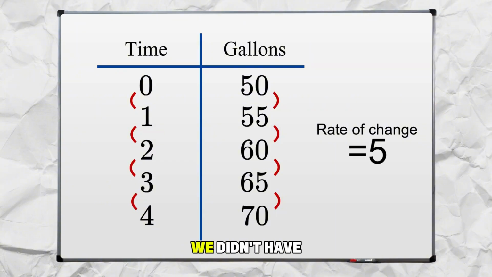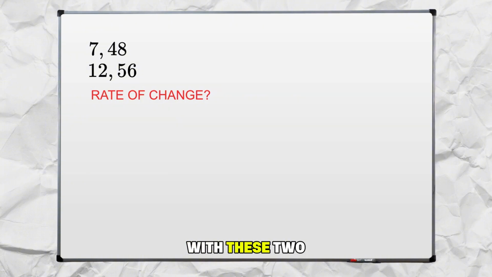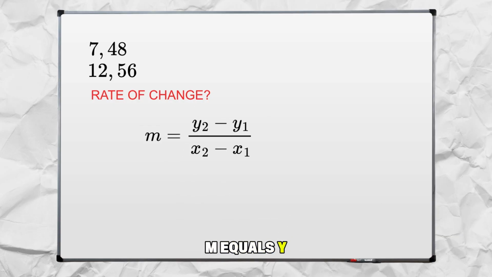But let's say we didn't have a nice table like this. Let's say they just gave us the points: (7, 48) and (12, 56). How are we going to find the rate of change with these two values? Well, we have an equation we can use called the slope equation, and this is going to tell us the rate of change. The equation is as follows: m equals y2 minus y1 over x2 minus x1. And then we plug in our values respectively.